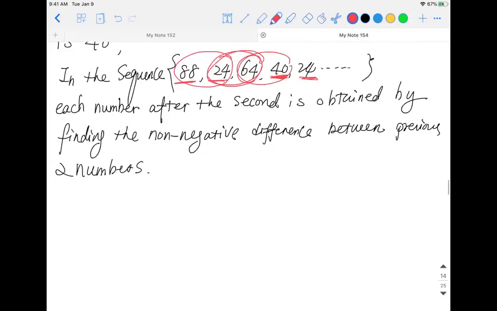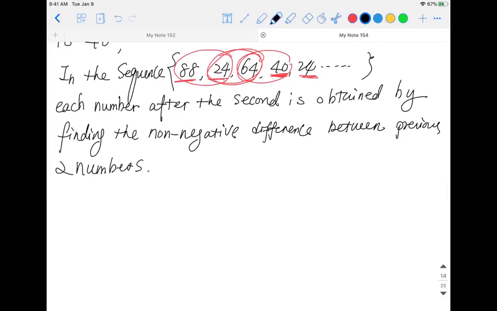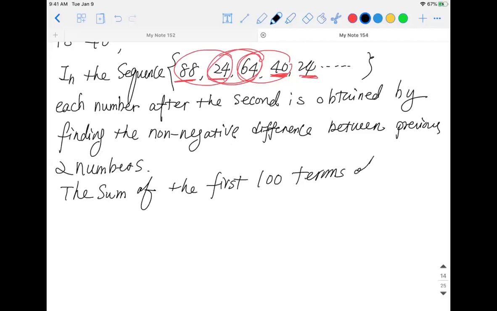Okay, here's the question. The sum of the first 100 terms of the sequence is what?